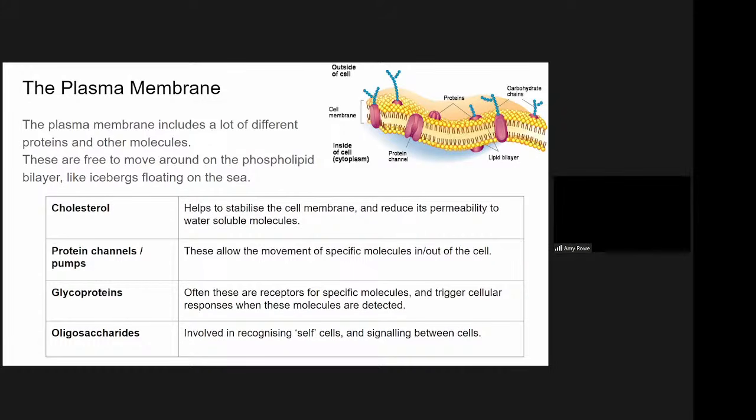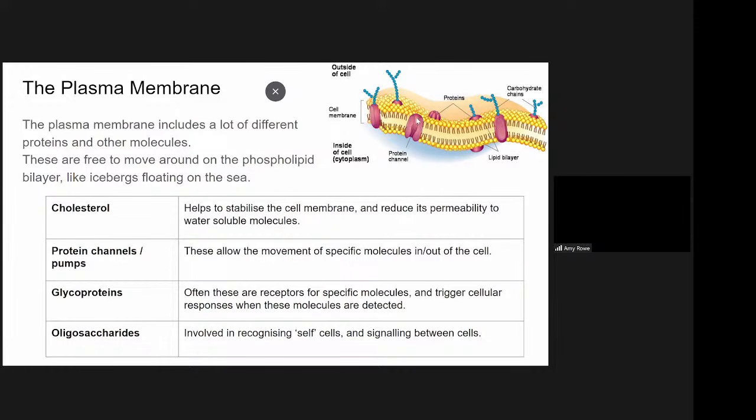Fantastic. So just having a look at this diagram, there are, as I said, lots of different parts to the plasma membrane, and rather than being stuck together like a brick wall, we say it is a fluid mosaic. There's lots of pieces that are free to move around on the phospholipid bilayer, kind of like icebergs floating on the sea.